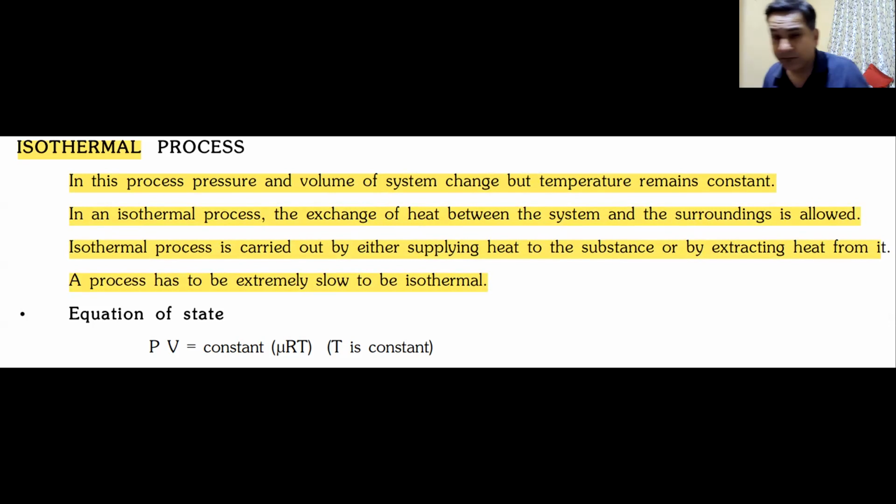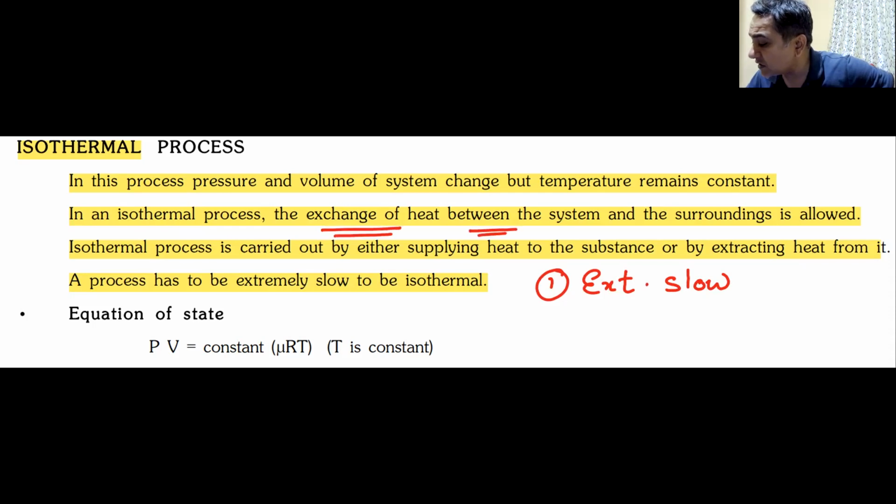Remember, for an isothermal process, two conditions are very essential. Number one, the process has to be extremely slow. Why does it have to be extremely slow? Because there must be a constant exchange of heat between the system and the surroundings. If the system and the surroundings do not exchange heat, the temperature of the system will rise. Do we understand this?